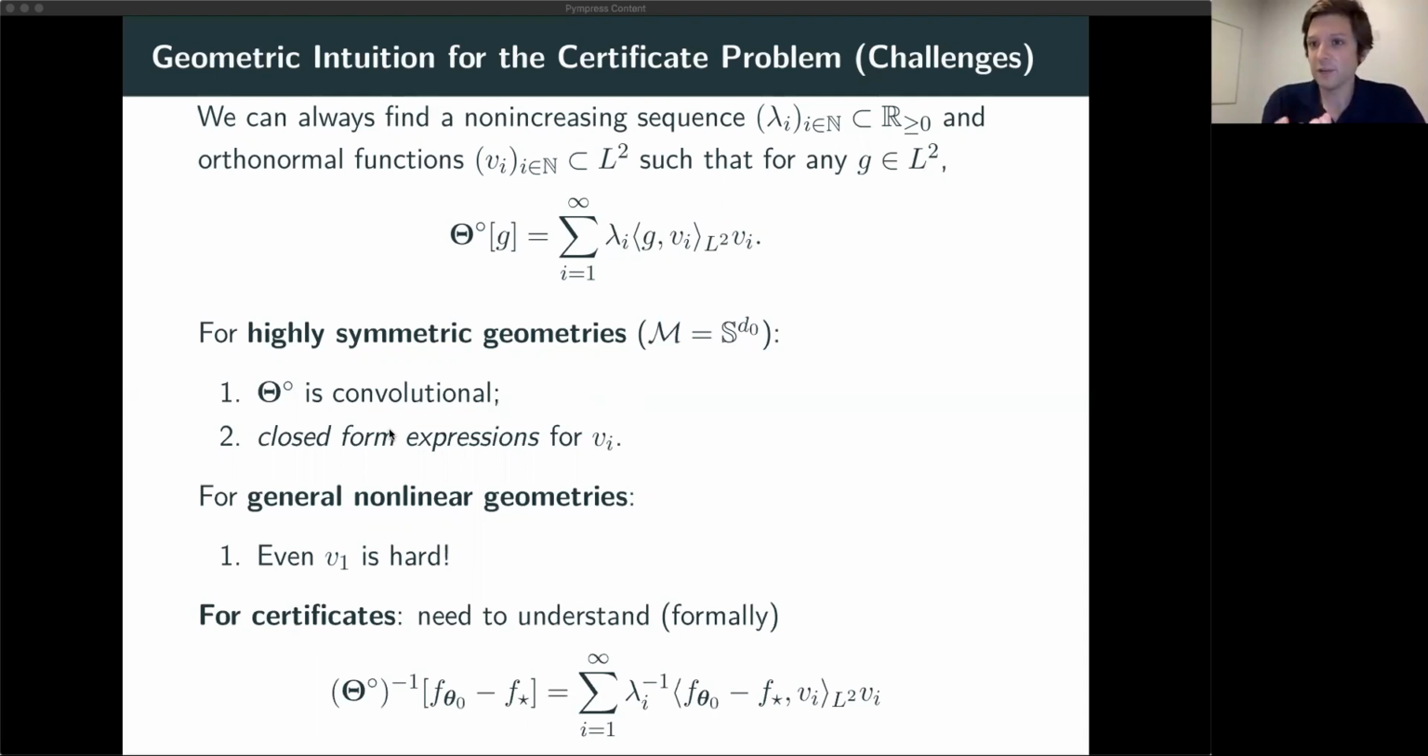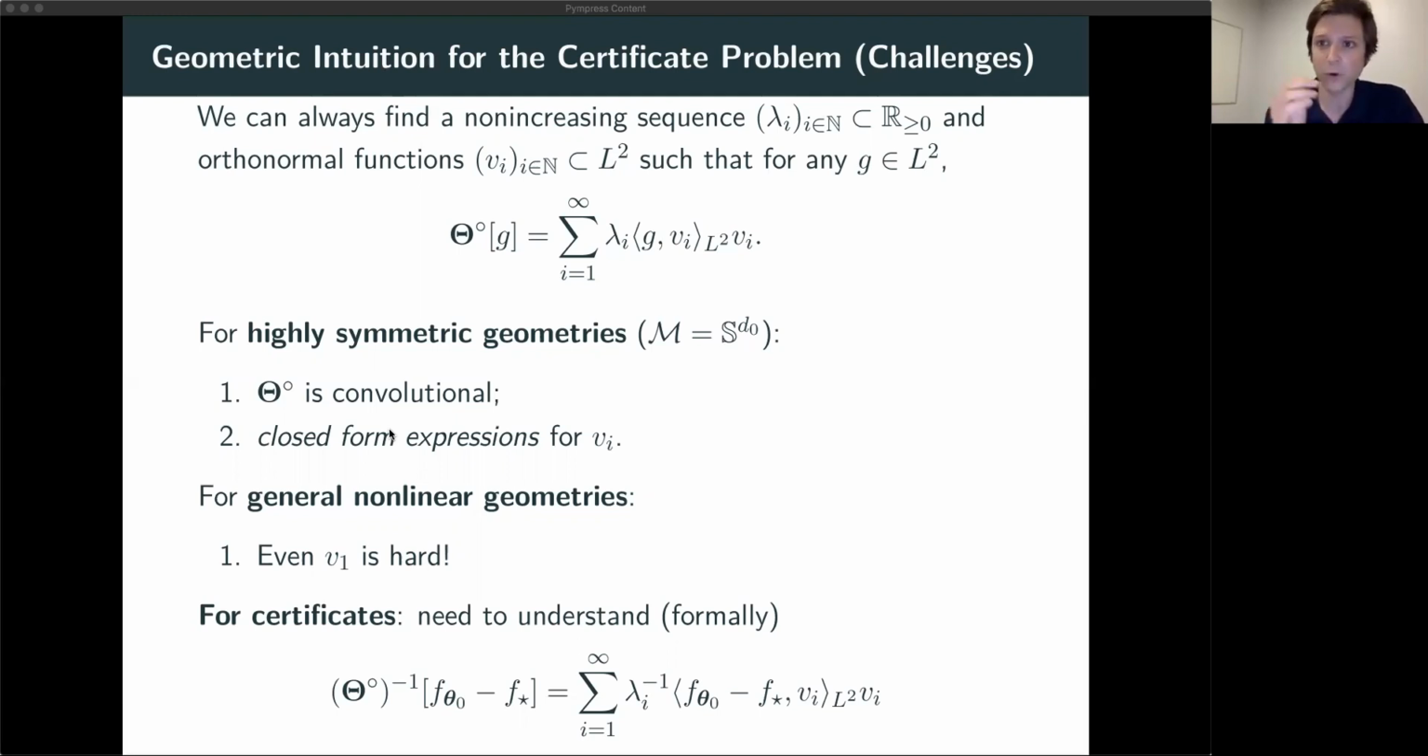The difference in the setting we consider here, where we have nonlinear low-dimensional structure, is that even characterizing the first eigenvalue or eigenfunction is going to be a hard problem in geometry. So we can't rely on closed form expressions if we want our results to apply to general nonlinear geometries.